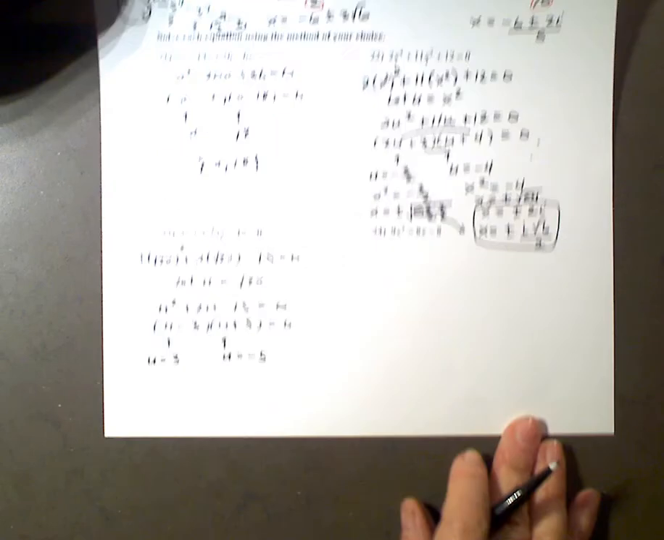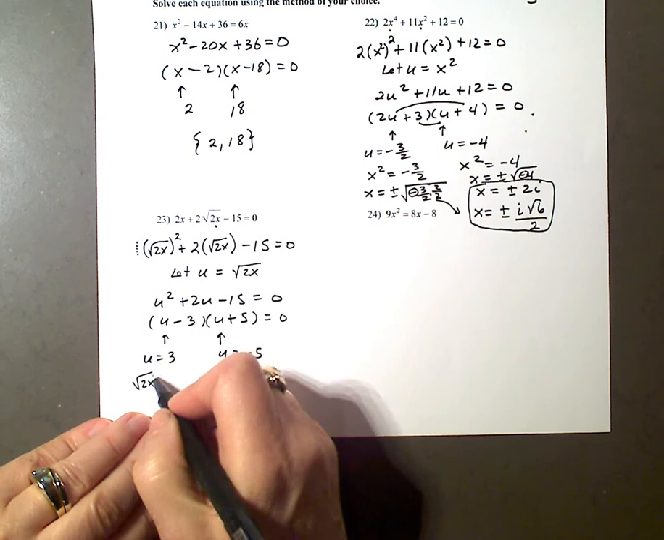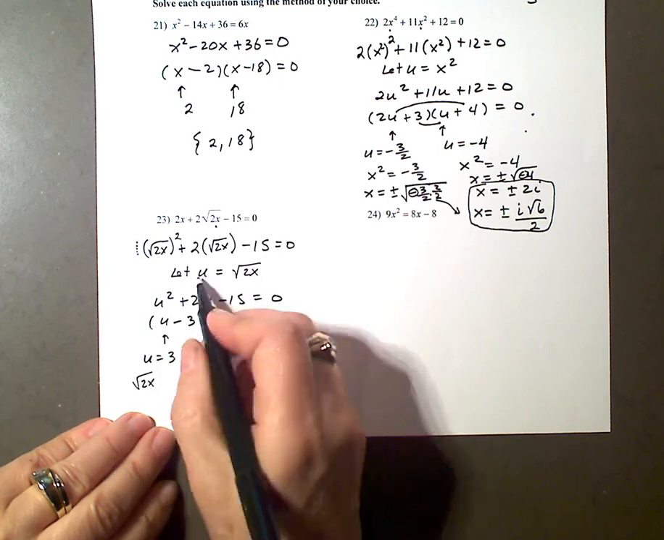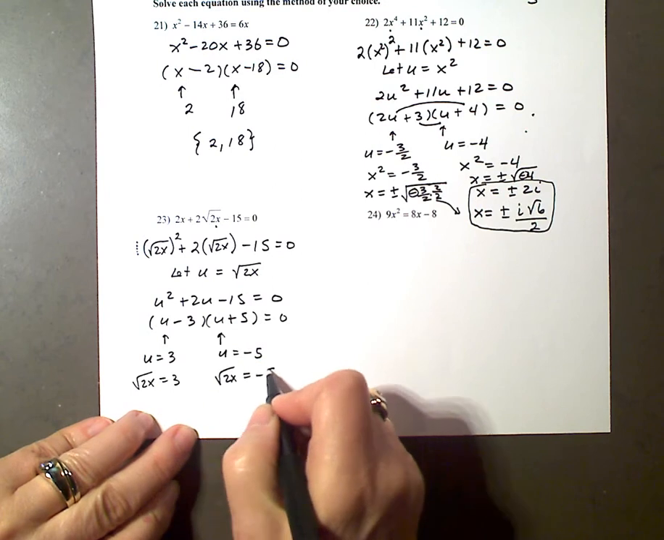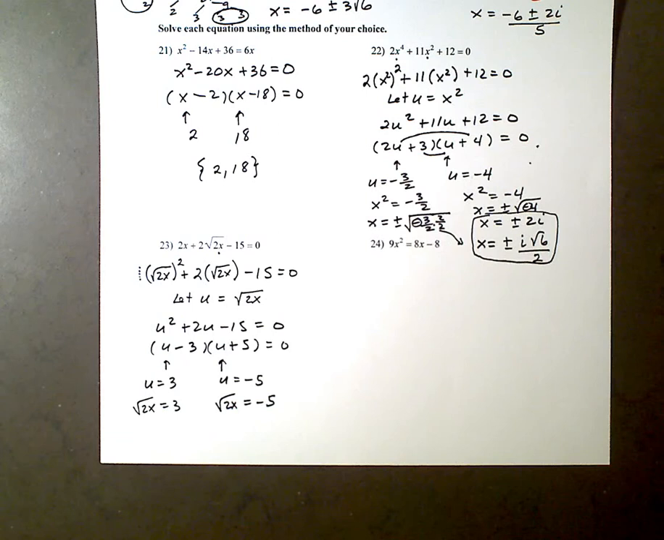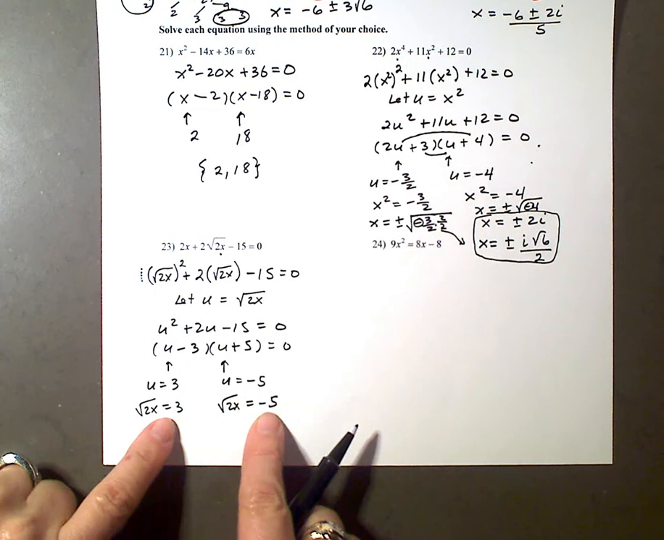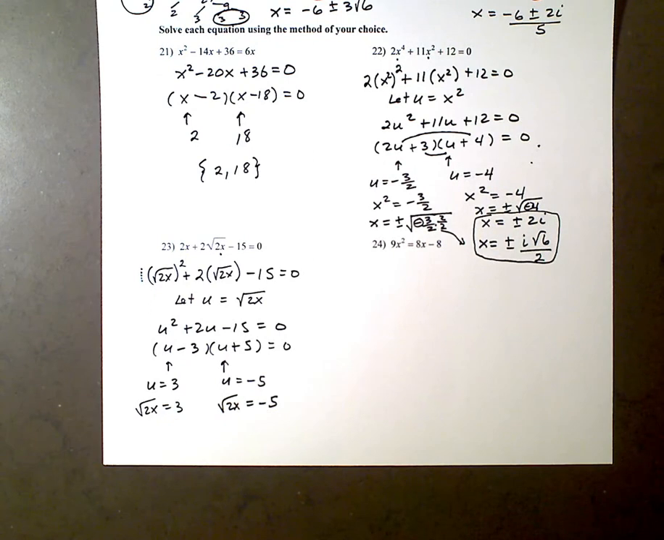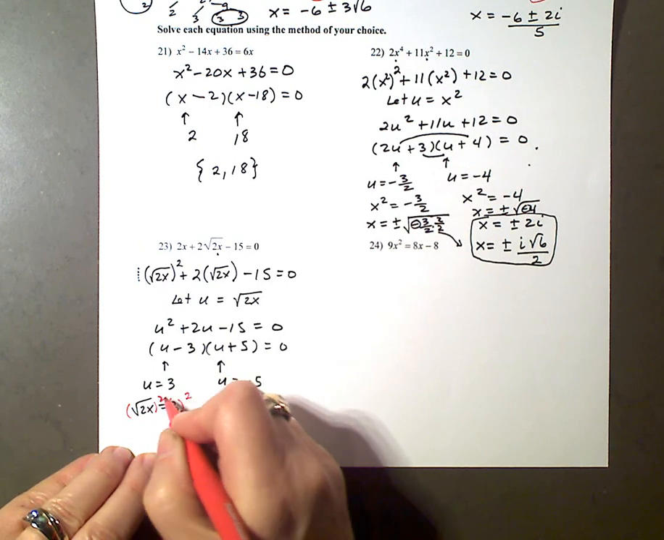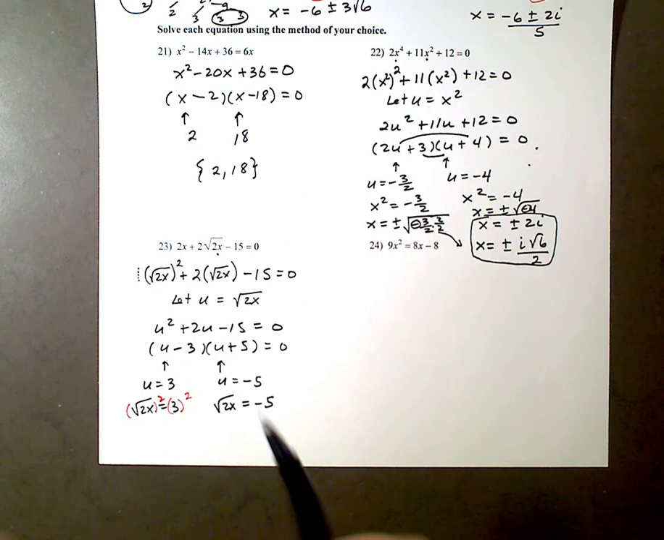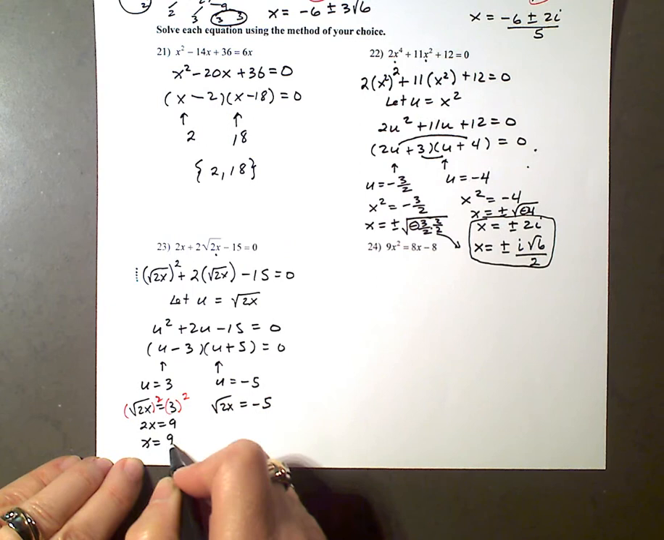Okay, so now I have to substitute back square root of 2x. So square root of 2x, which was temporarily being represented by u, is equal to 3, or square root of 2x is equal to negative 5. Now remember, you're going to have to check for extraneous solutions on this, because when you square negative values, you can get an extraneous solution. So to solve this, I'm squaring both sides. So I get 2x is 9. So x is 9 halves, which is 4 1/2.